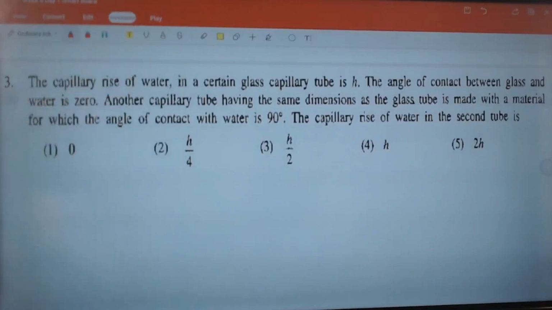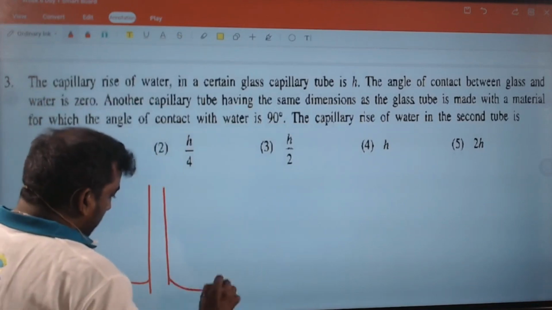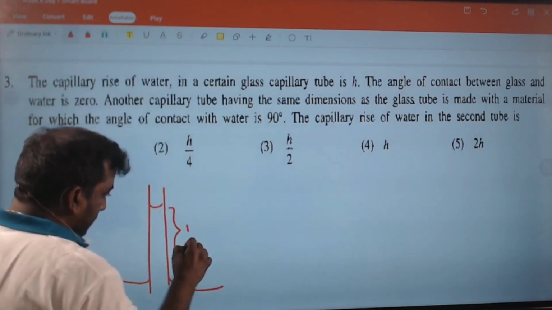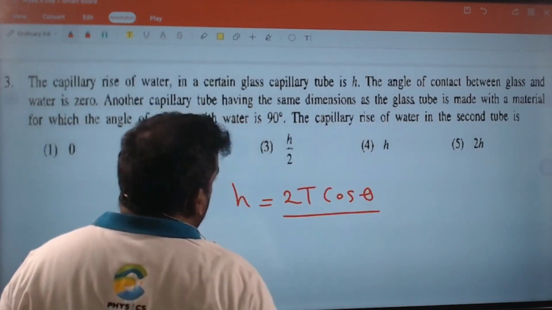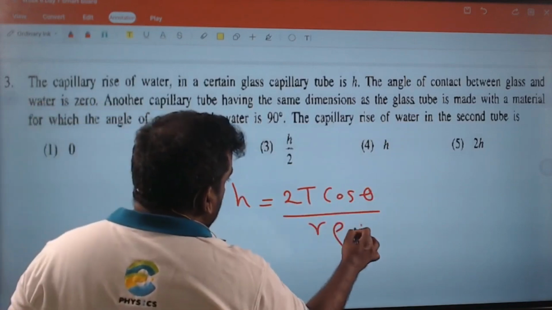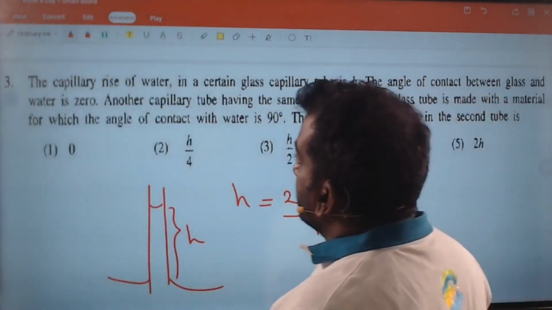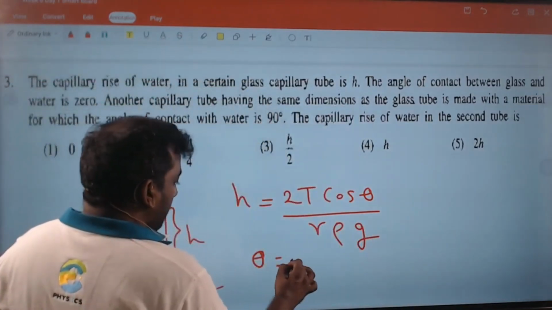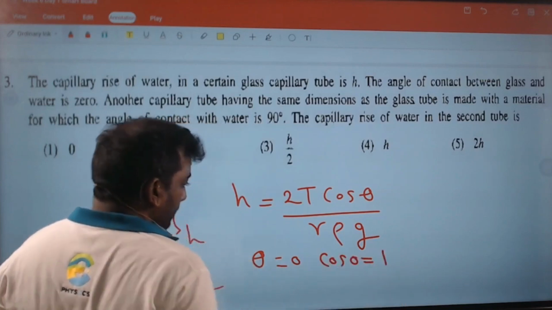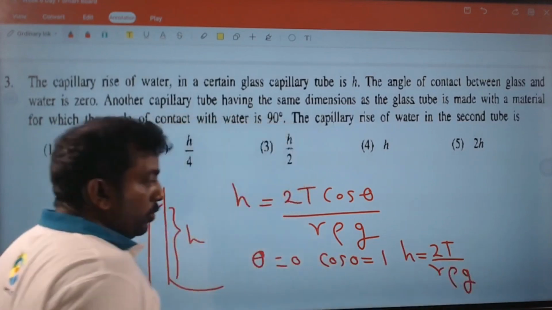A capillary rise of water. What do you mean by capillary rise? In a tube, according to surface tension, there is going to be capillary rise. Capillary rise is given by 2T cos theta divided by r rho g. They are saying when the angle of contact between the glass and the water is 0, height is h. Theta equals 0, cos 0 is equal to 1. From this, h is equal to 2T over r rho g.